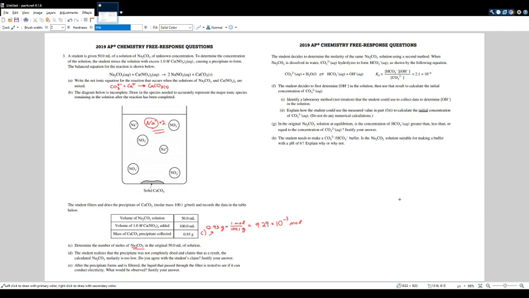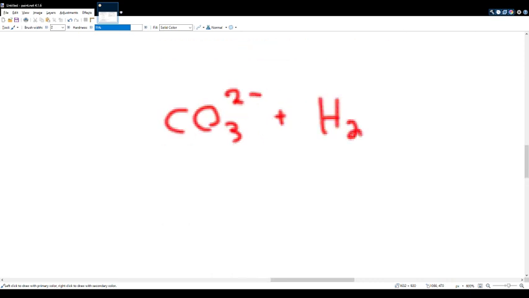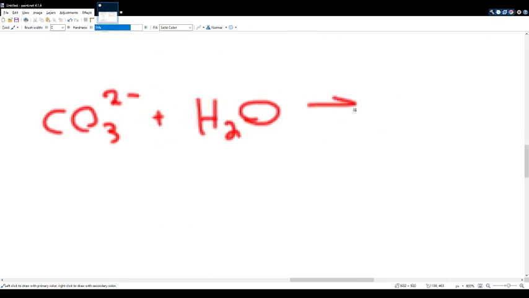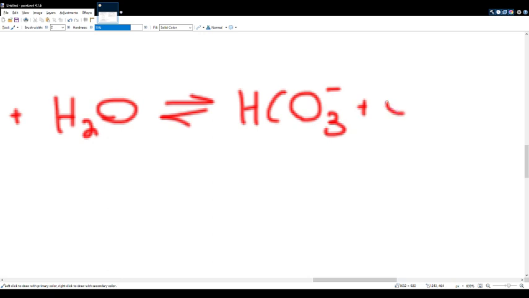F(ii) says explain how the student could use the measured value in part F(i) to calculate the initial concentration of CO3 2-. Do not do any numerical calculations. So the way that I said this was simply use an ICE chart and use your Kb value. And I'll set up the ICE chart. So CO3 2- plus H2O forms HCO3- plus OH-.